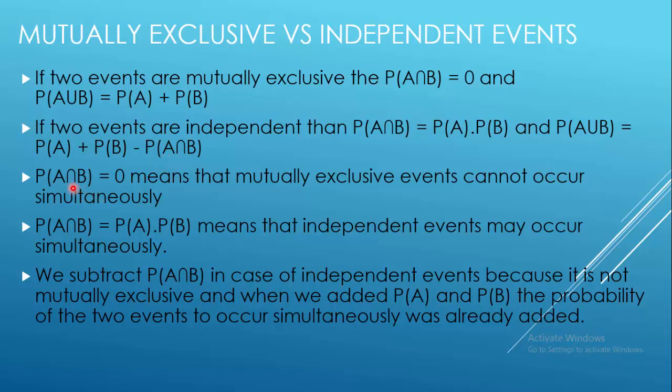So the probability of A intersection B being equal to 0 means that mutually exclusive events cannot occur simultaneously, like flipping a coin. If you get head, you cannot get tail. If you get tail, you cannot get head. So these two events are mutually exclusive. And the probability of A intersection B being the probability of A multiplied by the probability of B means that the events are independent but may occur simultaneously.